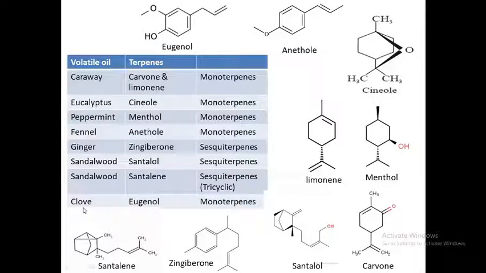Next, the clove. Clove oil contains the eugenol. So eugenol is again a monocyclic monoterpene, single cycle, and molecular formula C10H16. So it is a monoterpene and cyclic monoterpene. So these are the different terpenes along with their structure. So just remember whether it is cyclic, monocyclic, bicyclic or acyclic. So just remember the structure of each monoterpene.